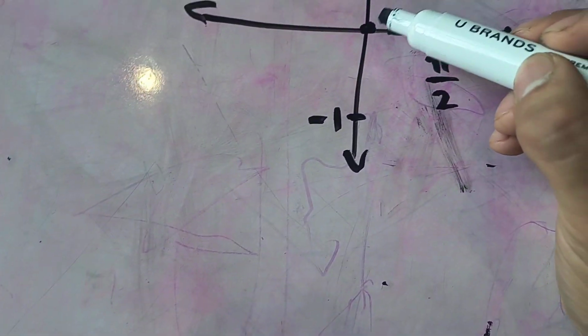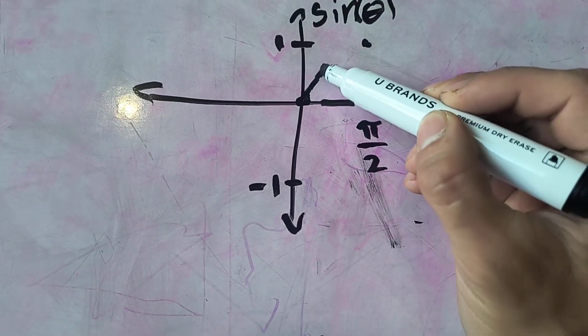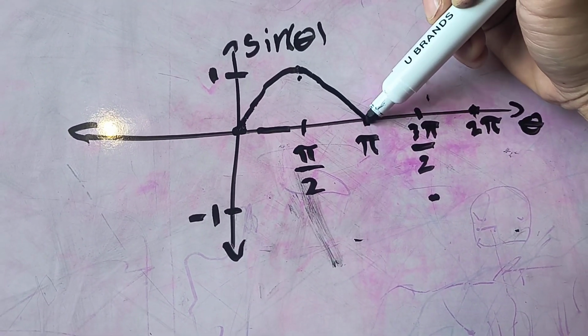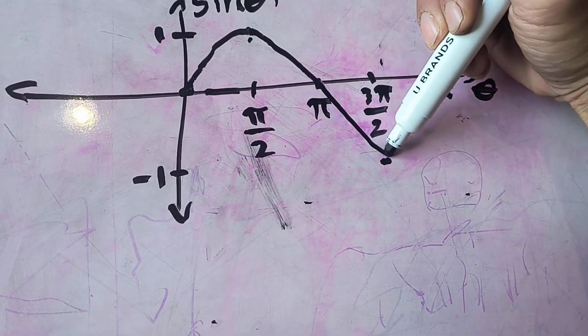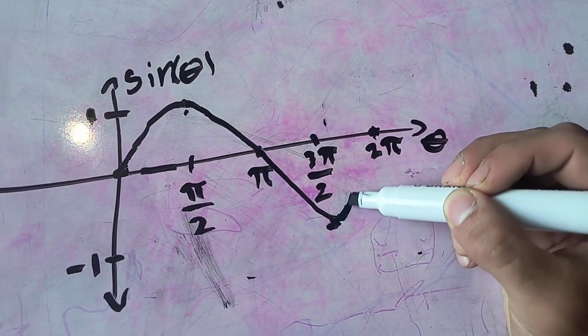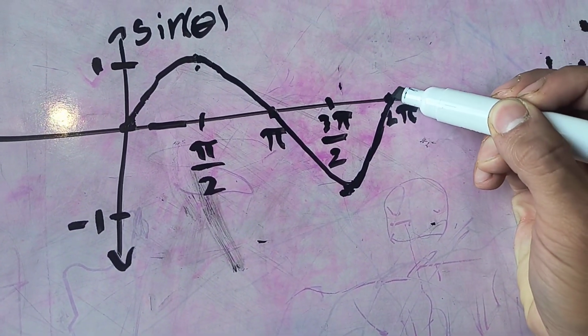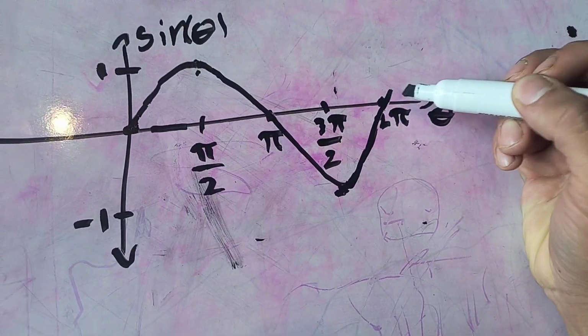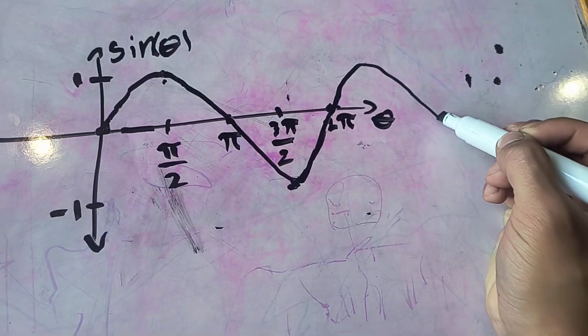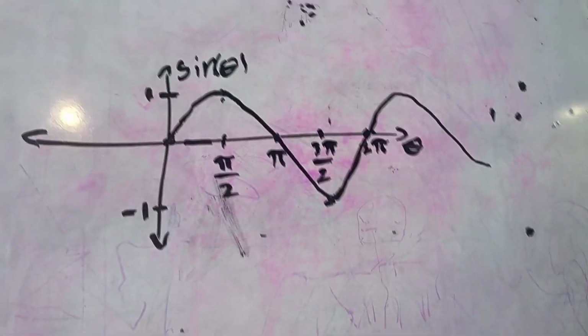So if I were to connect the dots, it would look something like this. I messed up by a little bit. This graph is not perfect, sadly. It would look something like this. And if I were to keep going, it would keep going in this shape. It would look like a wave.